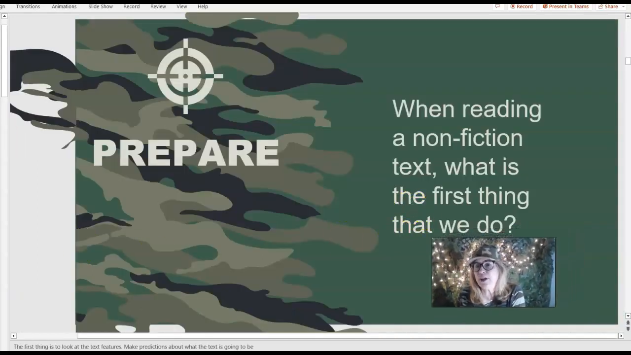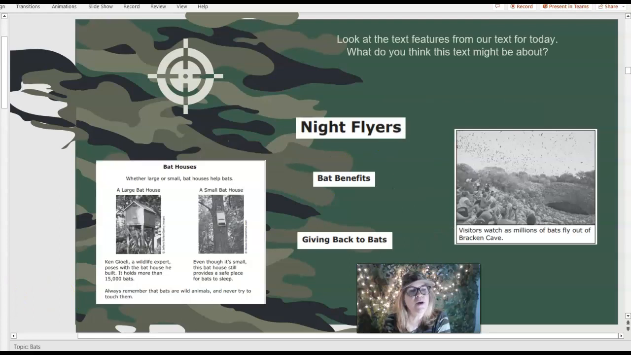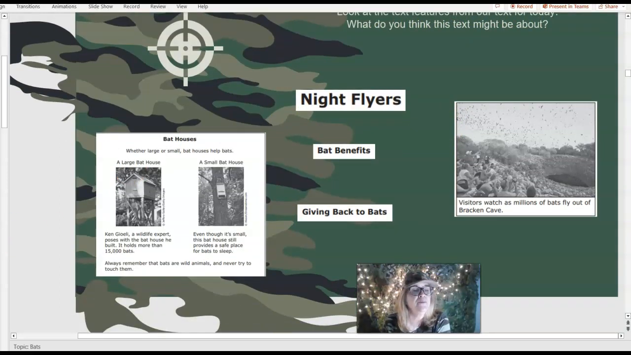All right, so don't forget that when you are reading a nonfiction, the first thing you do is to ask yourself, what are the text features on this? Are there titles? Are there captions? Are there real life pictures? That's what you need to ask yourself when you are looking at a nonfiction passage. Okay, so as you know, you read a story today about the night flyers, and it says, look at the text features from our text from today. What do you think this text might be about? And we did some guessing.